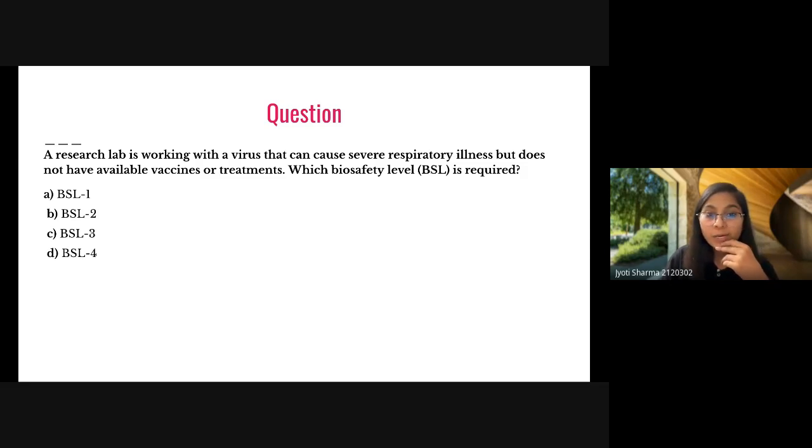But here the research lab is working with a virus that doesn't have a vaccine. So if we do not have the vaccine, then we need the highest level of biosafety. So highest is 4, right? But if we do have the vaccine for that virus, then we can go for BSL-3. But if we do not have a vaccine, then we must have BSL-4.